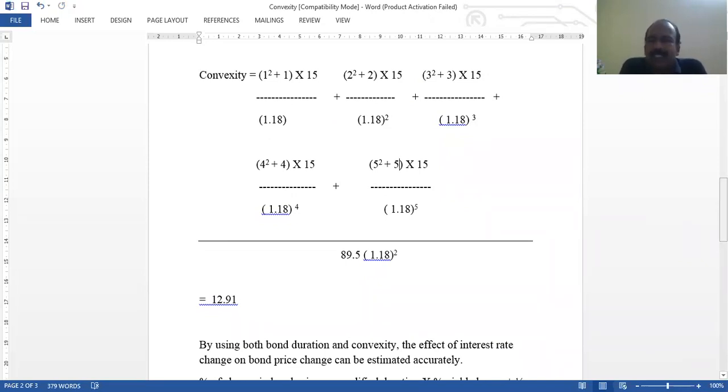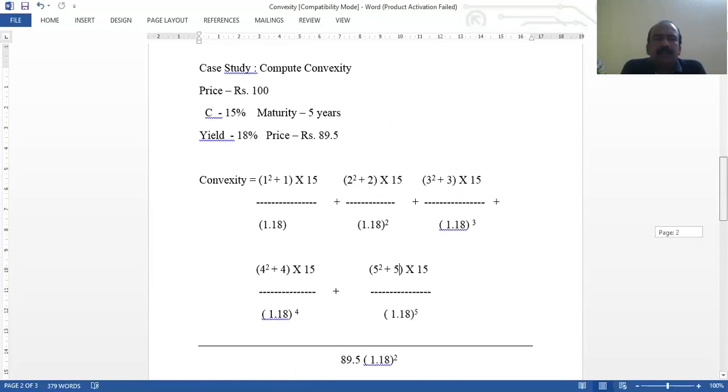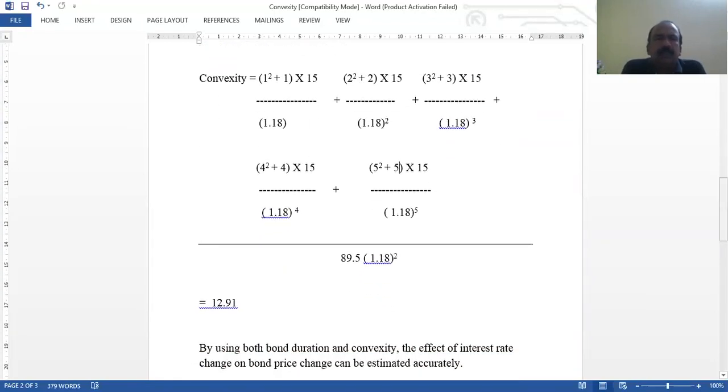Any clarification with regard to the calculation part? Convexity is the second derivative, second order. The first order is duration, the second order is the convexity. So we call it curvature. In the curve, when you plot the bond and the yield, the bond which has higher duration will have a greater convexity. The bond with higher convexity will have higher price fluctuations when the yield increases or the yield falls.